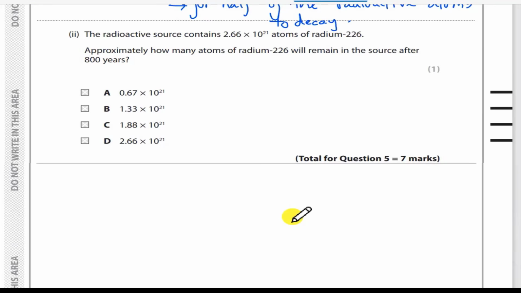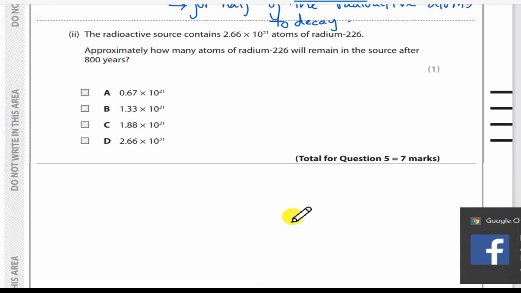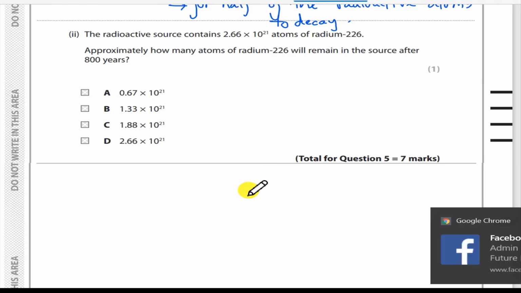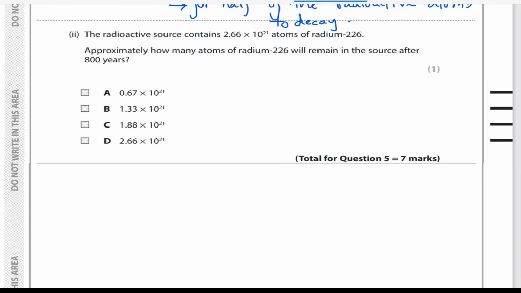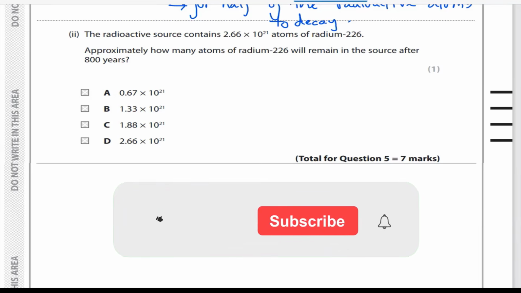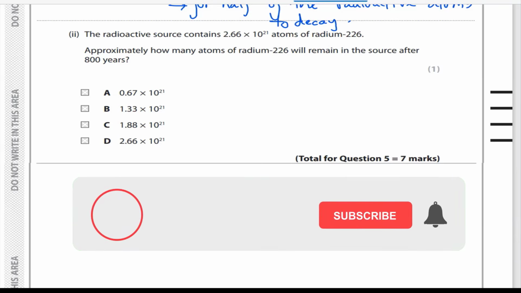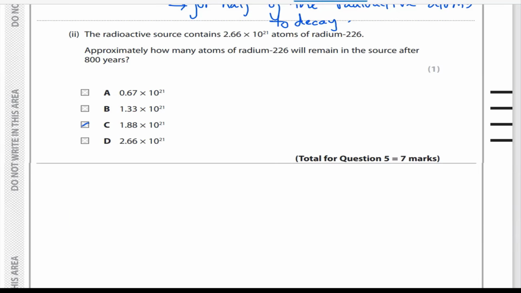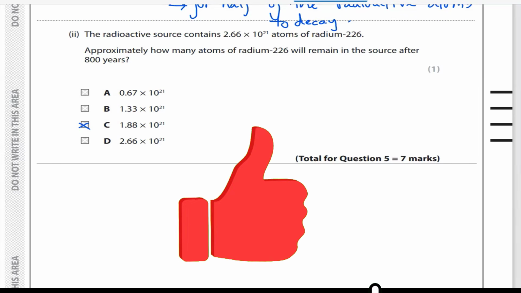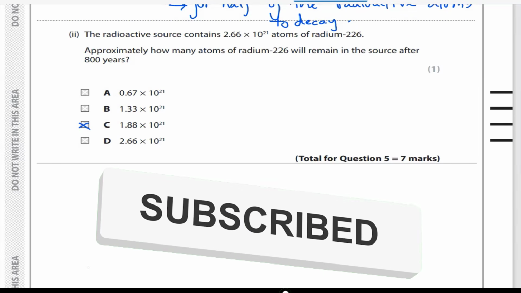The radioactive source contains 2.66 times 10 to the power 21 atoms of radium 226. Approximately how many atoms of radium 226 will remain in the source after 800 years? It is approximately 1.88 times 10 to the power 21 atoms.